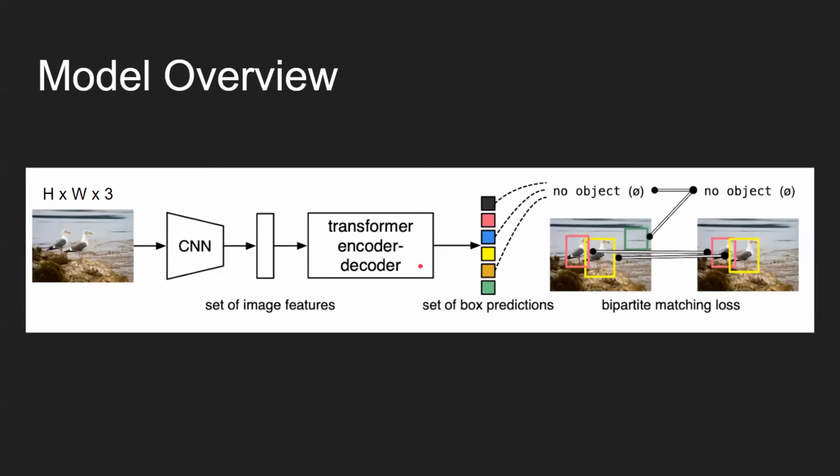But really quickly, I'm just going to go over a brief overview of the model. And I want to first point out that there are two things to look out for in this model overview besides the transformer, and that is the set of box predictions and the bipartite matching loss. So just keep these in mind as I go over this.